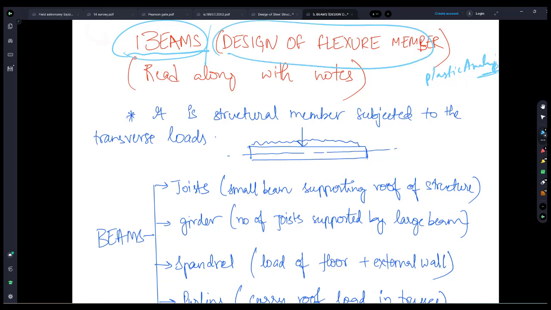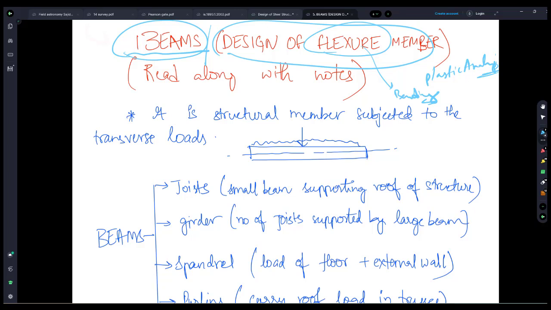So what is this flexure member? Flexure ka matlab hota hai bending. You know this very well, right? Flexure ka matlab hota hai bending. So a bending member, a member which is subjected to bending, we are going to analyze in this particular chapter.